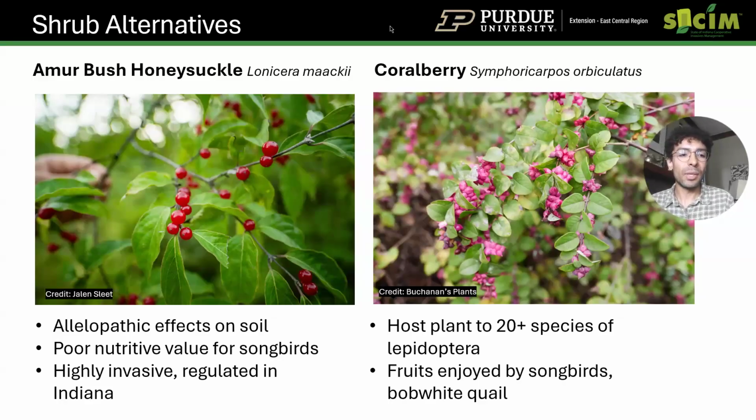And this species does support a pretty good number of moths and butterflies as a host plant. It's also browsed by deer and rabbits irregularly, so it does give a little bit of support to our mammals as a browse. And the fruits are enjoyed by a lot of songbirds, notably bobwhite quail, turkeys. There's a lot of different species that can utilize this plant.